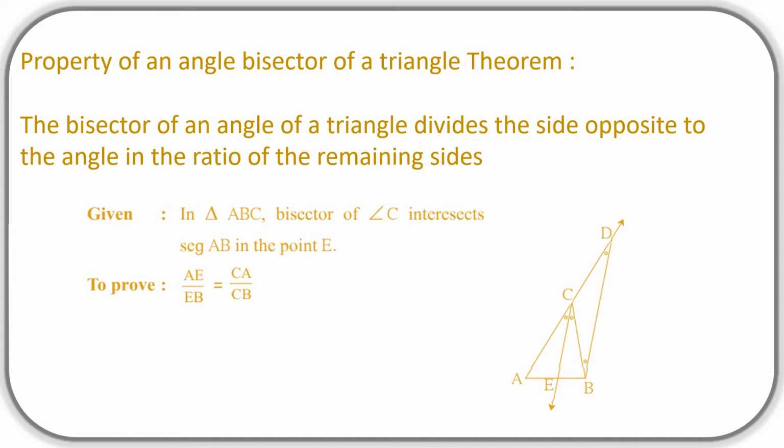What is it? Here is a triangle ABC. This is C. C has a bisector. There is a bisector which divides the angle C equally, and it divides the opposite side AB here. It is intersecting here in such a way that AE upon EB, that means this much part upon this much part, is equal to CA upon CB.